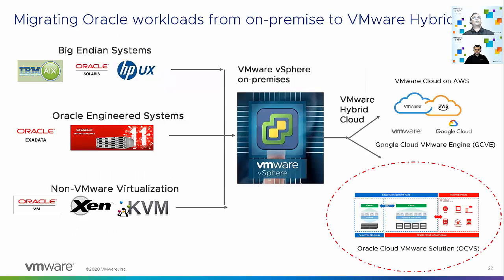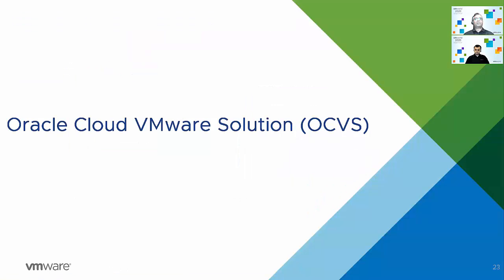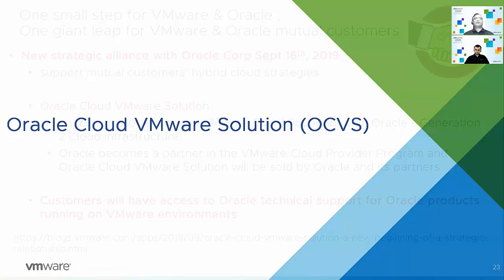And this slide basically talks about how, after one virtualizes their workloads from physical to on-premises, one has a choice to move to any one of the 3 cloud vendors. The topic of discussion today is the Oracle Cloud VMware Solution. So without much further ado, I'm going to hand this over to Faisal here.